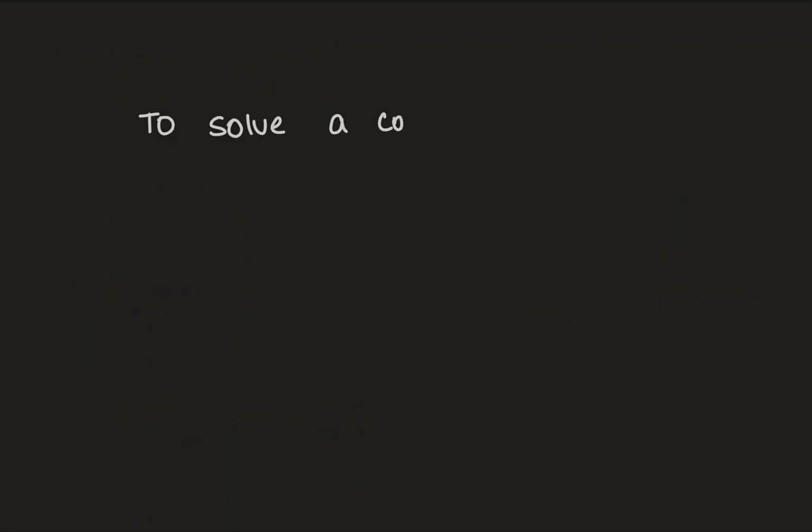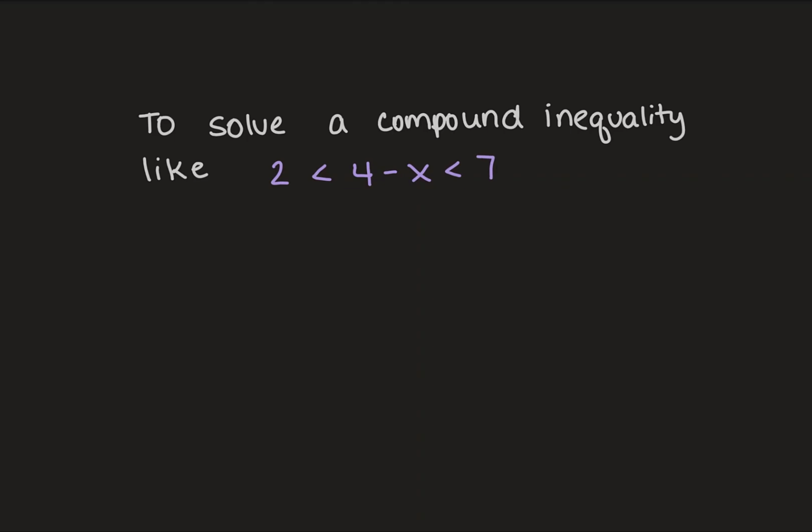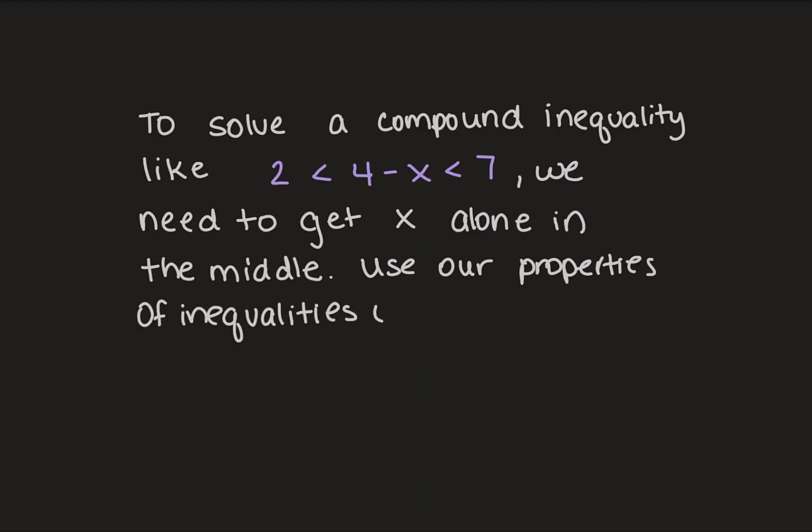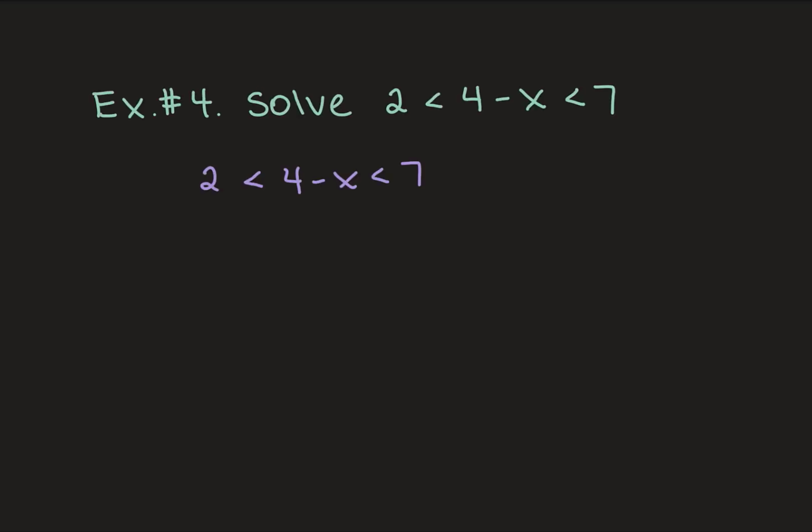Okay, so to solve a compound inequality like 2 is less than 4 minus x less than 7, we need to get x alone in the middle. So we use our properties of inequalities on all 3 sides. So for example 4, we need to solve the inequality for x, meaning we need to isolate x and get it alone in the middle. So we subtract 4 from all 3 sides and simplify.